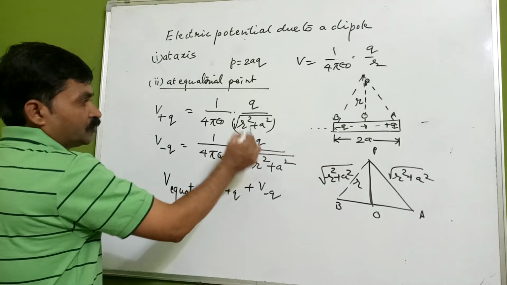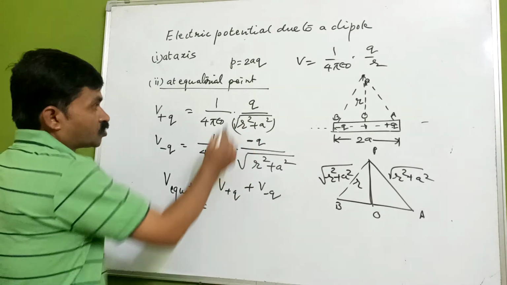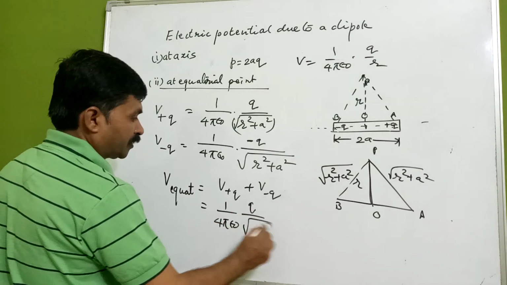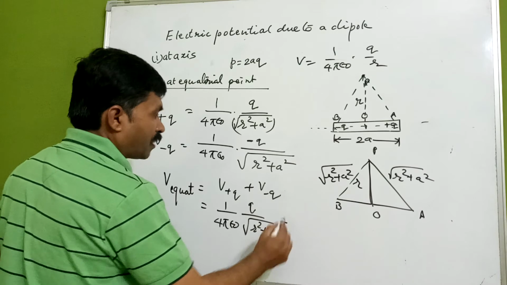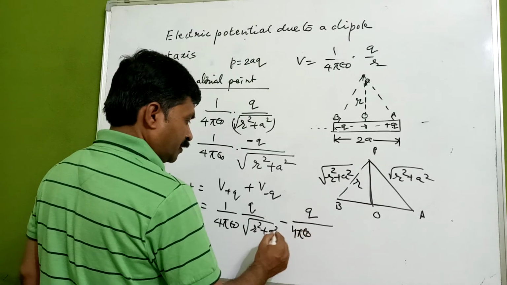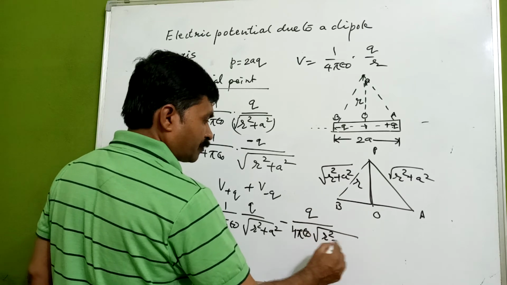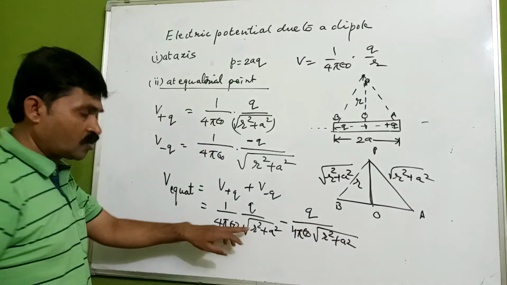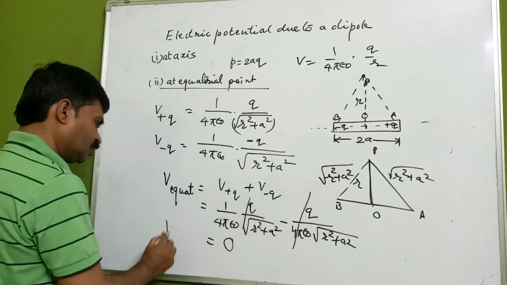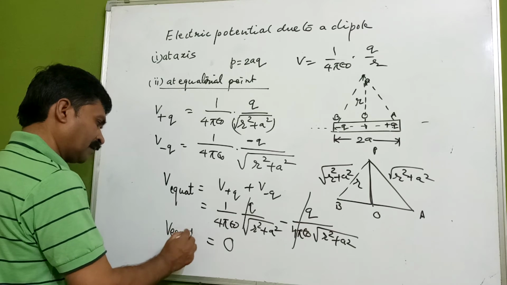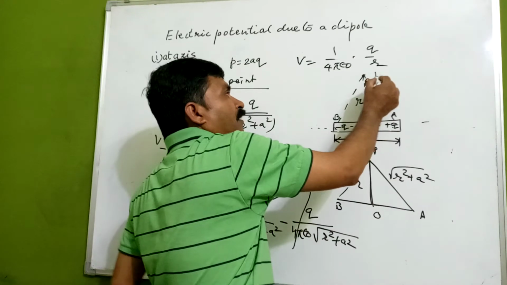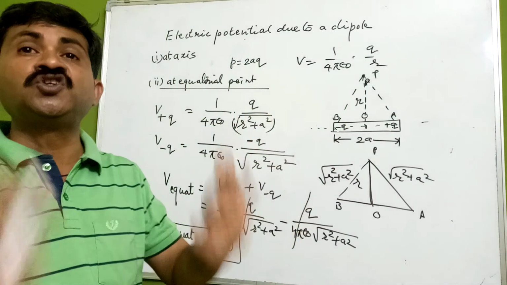Now here we have to use this minus Q. So that is 1 upon 4 pi epsilon naught Q upon under root r square plus a square minus this Q upon 4 pi epsilon naught into under root r square plus a square. So if we go through this, what we are getting, it is going to be equal to 0. So at equatorial point of dipole, equatorial point P पर इलेक्ट्रिक पोटेंशियल 0 है.